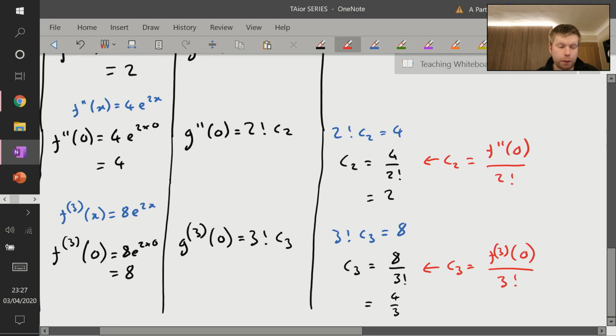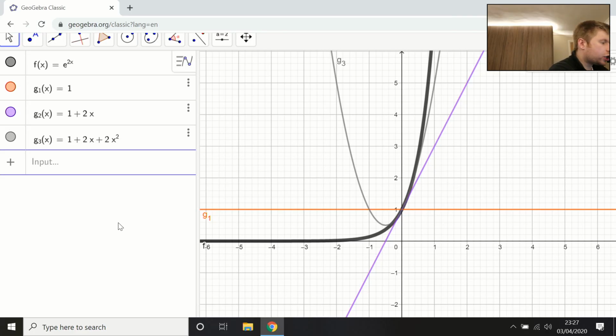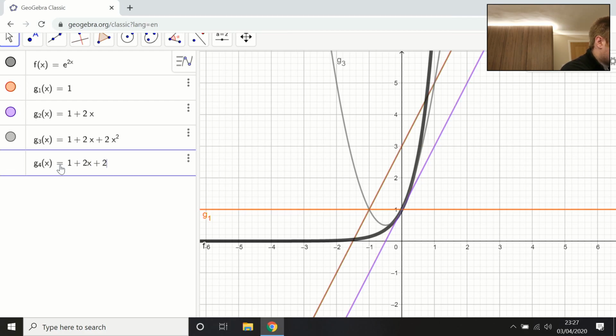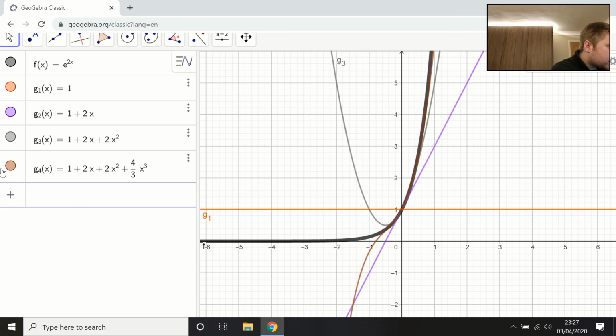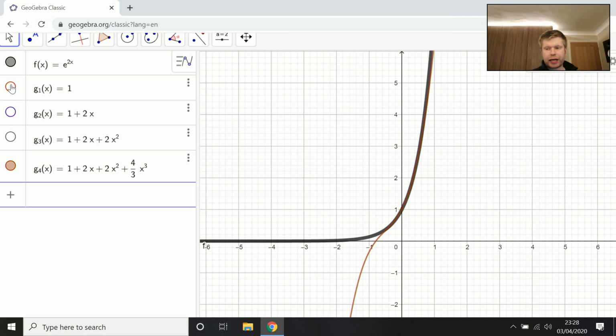Okay, so let's go back to GeoGebra then, and let's see that approximation in action. So here we go. So g4, I'm getting better now. Well, g4 of x is just going to be what I had before, so 1 plus 2x plus 2x squared, okay? But this time I'm going to add on my next term, which is going to be 4/3 times x cubed. Now you can see there, just about, if I get rid of the other ones, you can see here that I've effectively got that brown cubic function there. So that is my next approximation of my function.